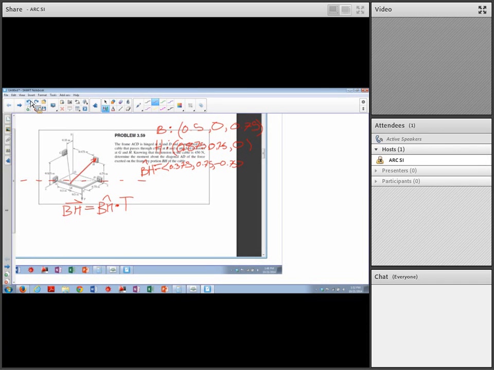Let's double check the signs. Start at B, walk towards H. We need to go a little bit in the x direction, positive. Definitely need to go up, positive. And we're going back, so we subtract. We're not doing a dot product, we're making a vector from those points. So what do we get? 0.875 minus 0.5 is 0.375.